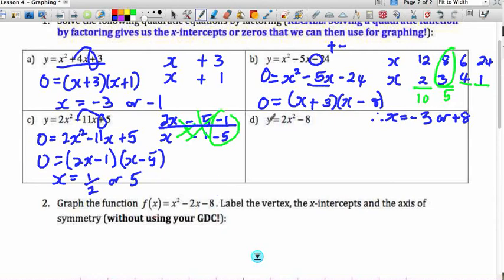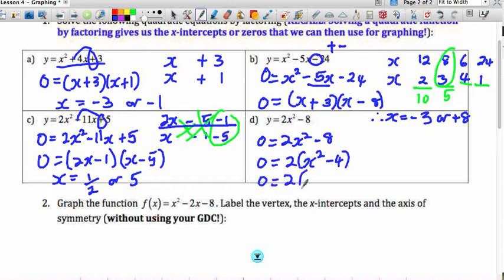Okay, and then the last one is also quadratic, but uses a different factoring technique. It is not a trinomial. As you can see, there are only 2 terms, but our approach will be quite similar. So we have 2x squared minus 8. First thing we want to do is equate to 0. What I'm going to do this time is take out our common factor, leaving us with x squared minus 4.